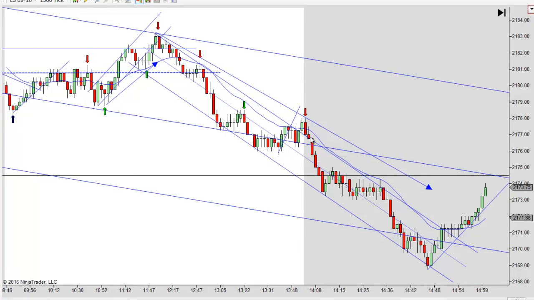And again, you would have caught a runner here. This is after 2 o'clock. I did mean to note that, but it's right on the bubble.